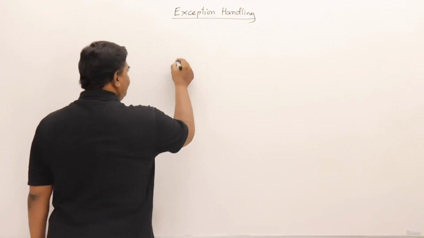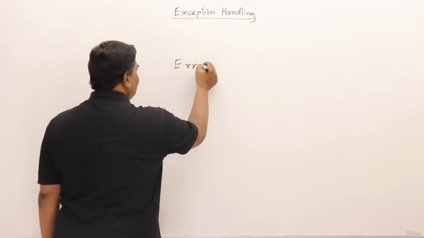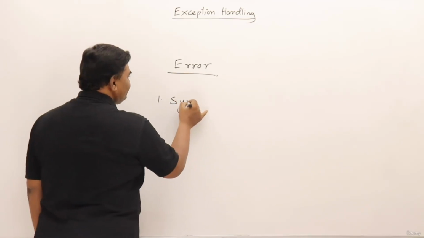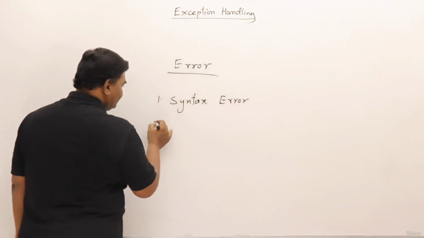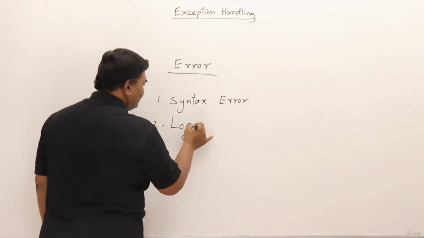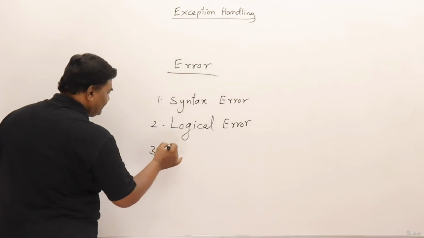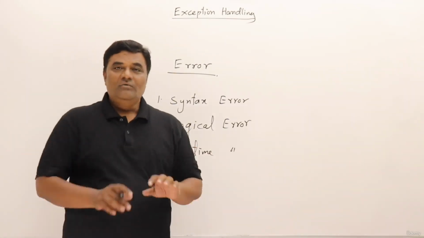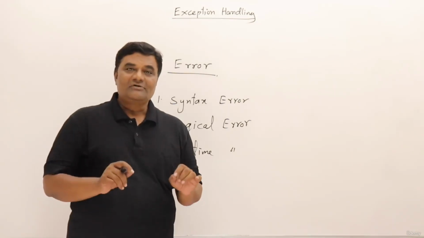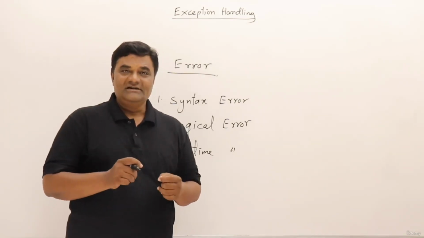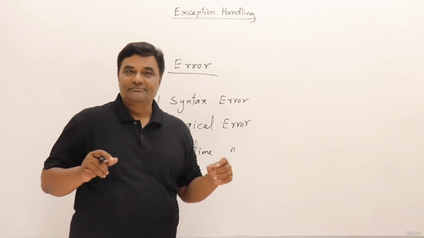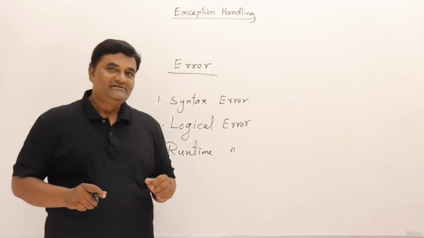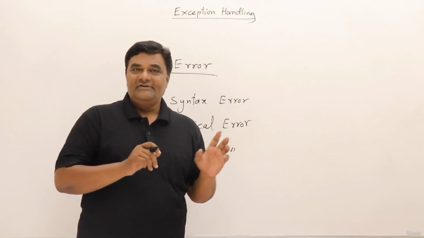See, there are three types of errors that occur in programming. First one is syntax error. Second one is logical error. Third type of errors are runtime errors. What are syntax errors? While typing the program, if the programmer mistyped something or did not write something properly, then there is an error. Who will identify this error? The compiler will identify the error.